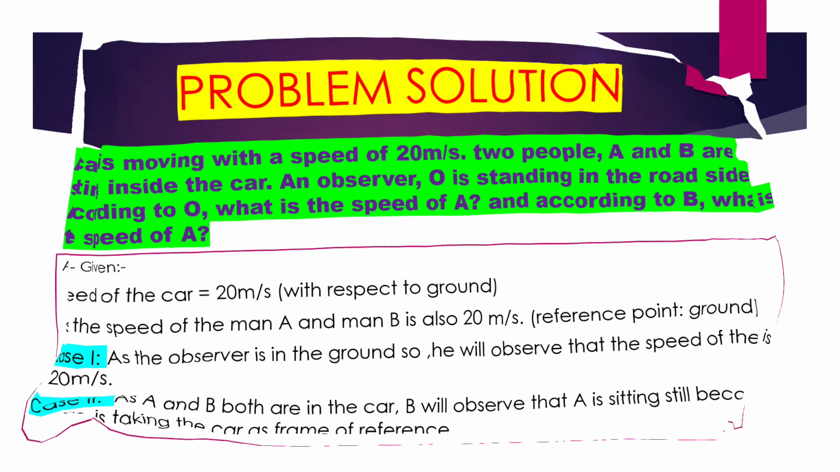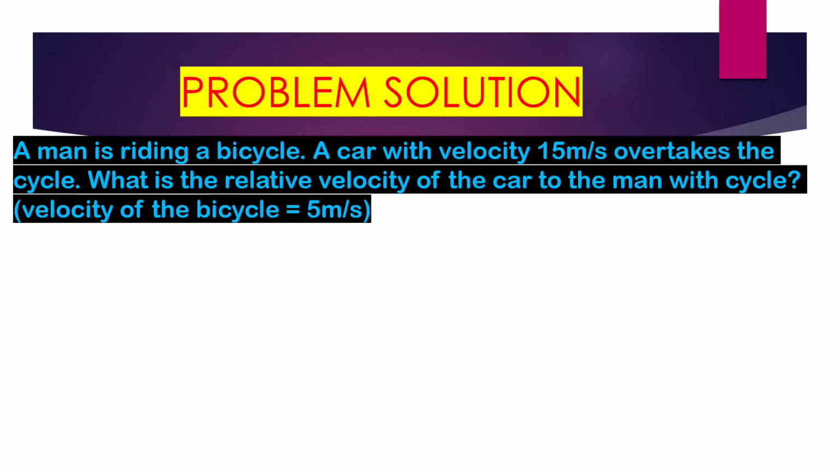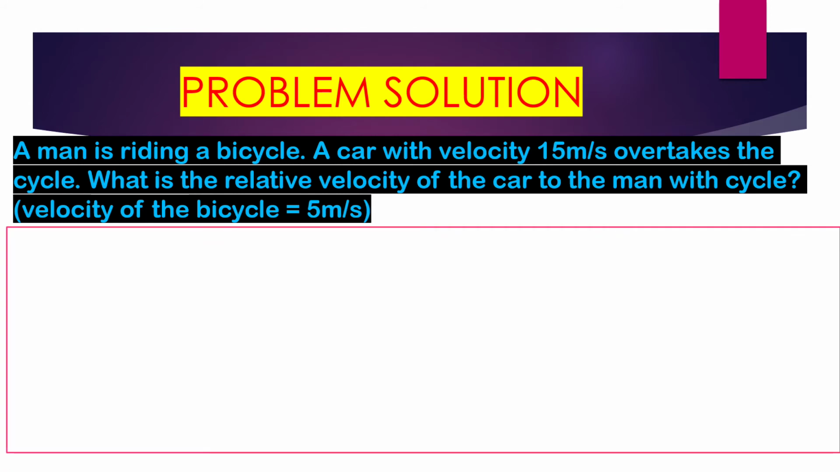Next, we are moving to problem number 2. So here is the problem. A man is riding a bicycle. A car with velocity 15 meters per second overtakes the cycle. What is the relative velocity of the car to the man with cycle? It is given that the velocity of the bicycle is 5 meters per second.